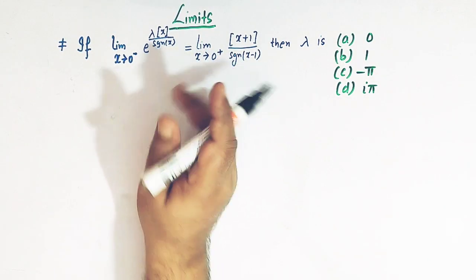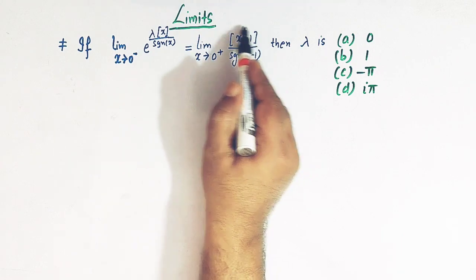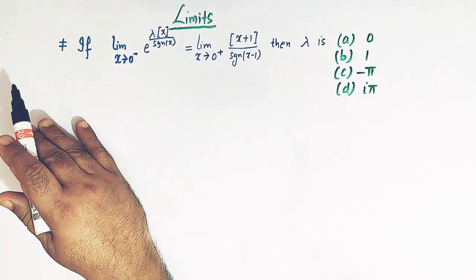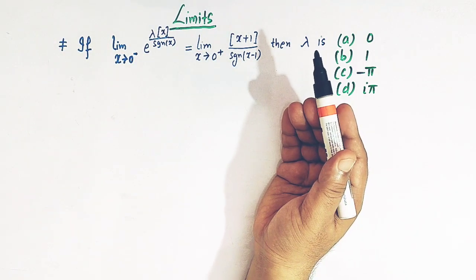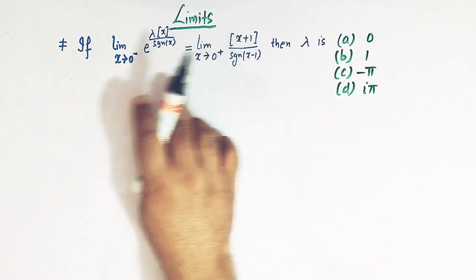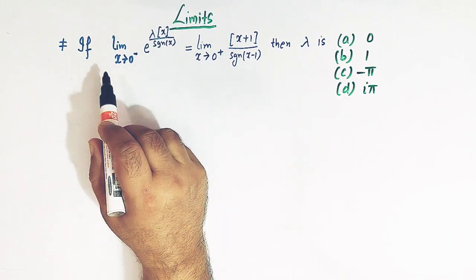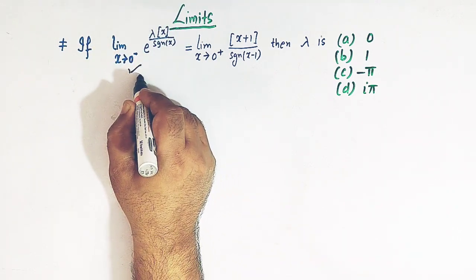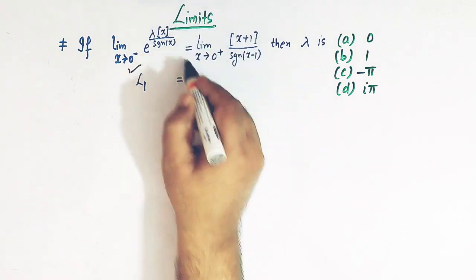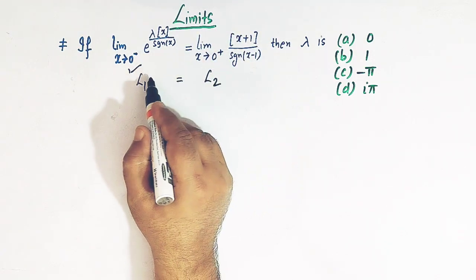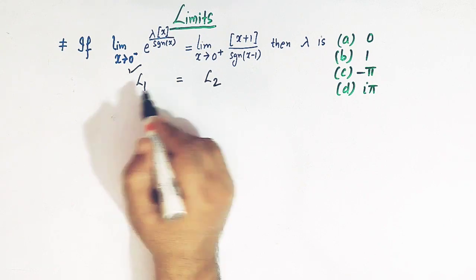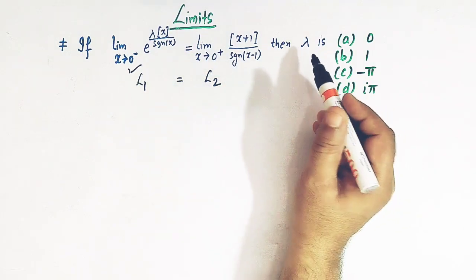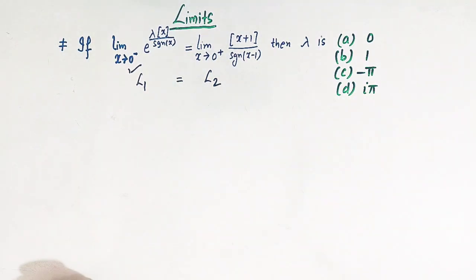In this problem, we are given that this limit is equal to this limit. So we have one limit on the left hand side and one limit on the right hand side, and both the limits are given to be equal. Let us first calculate this limit. Let us call this limit L1 and this limit L2. Once we find the value of L1 and L2, we can compare both the sides, and we can easily get the value of lambda.